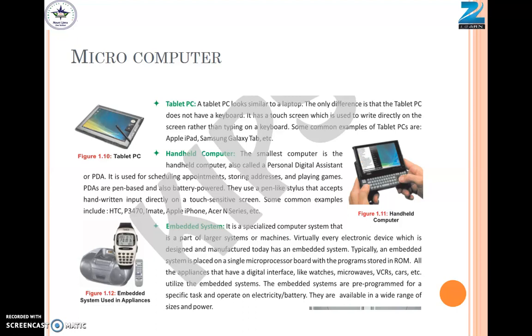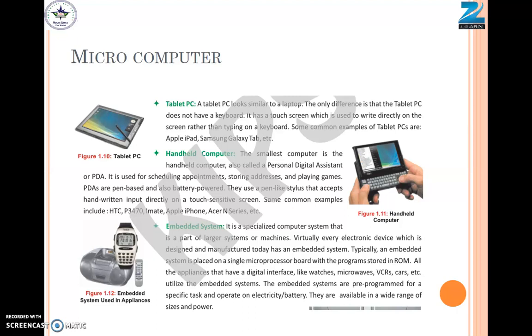Embedded system. Exactly, it will not look like a computer, but some computerized technologies are used in such embedded systems. It is a specialized computer system that is a part of larger systems or machines. Virtually every electronic device which is designed and manufactured today has an embedded system. Typically, an embedded system is placed on a single microprocessor board with the program stored in ROM.